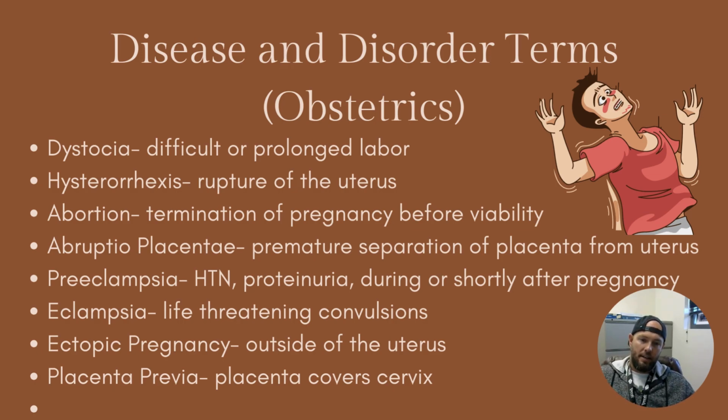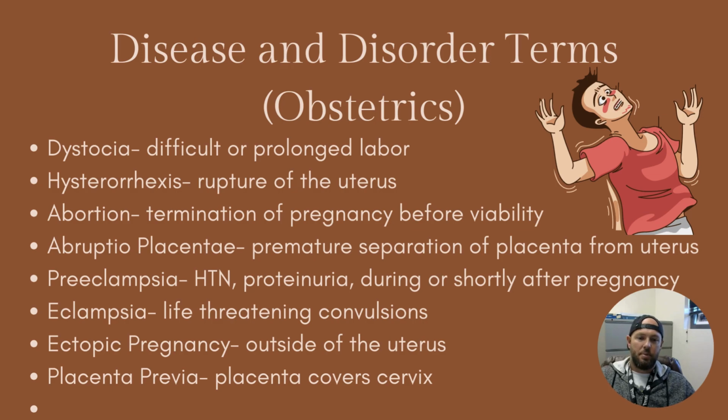Abruptio placentae is premature separation of the placenta from the uterus. Preeclampsia is a condition found in pregnancy characterized by high blood pressure, protein in the urine, proteinuria. This is during pregnancy or the first few weeks after delivery. This can progress into something known as eclampsia, which has the characteristics of preeclampsia, like hypertension and proteinuria, but then also convulsions or seizures. This is a life-threatening condition and can cause death to the mother.